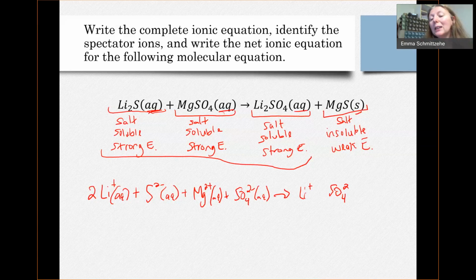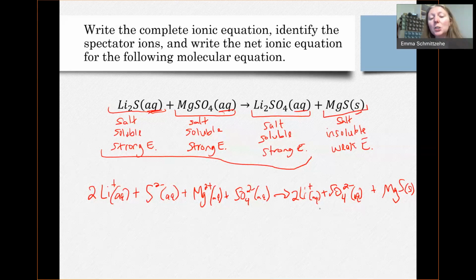But again, we want to keep this balanced, and when you split up an Li2SO4, you actually get 2 of those Li+, and that's going to be aqueous. And then the SO4 2- is also still aqueous. Any of that stuff you break apart is always going to be aqueous, so all of your ions are aqueous. And then the magnesium sulfide is a weak electrolyte, so the majority stays together, so we write it that way as MgS. So we leave it as is.